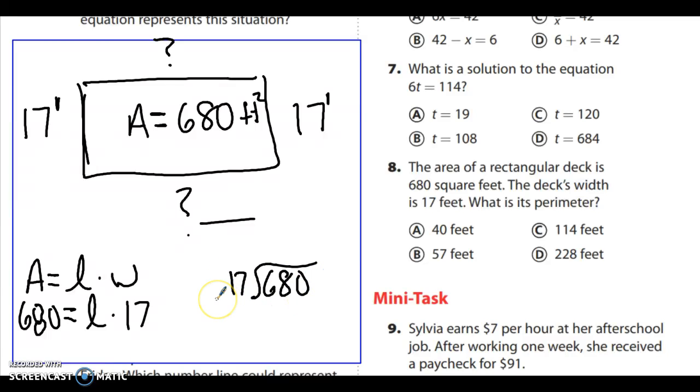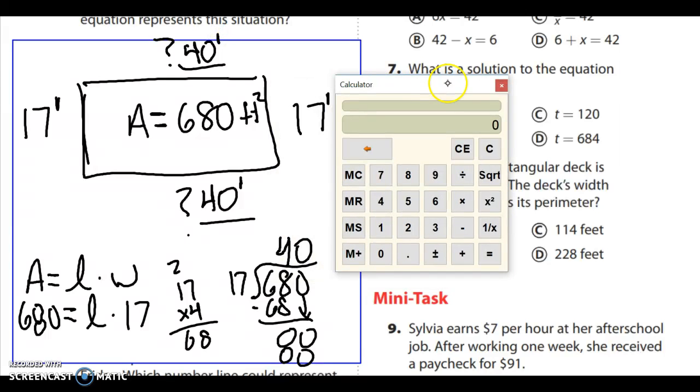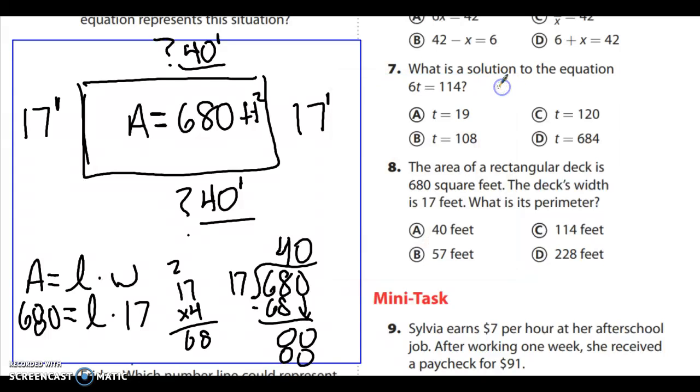divided by 17, and I think that's 4. I'm going to check 17 times 4 real quick. 7 times 4 is 28, and 4 times 1 is 4, plus 2 is 6. It's 4 exactly. 4 times 17 is 68, and I get 0, and 17 goes into 0 0 times. 0 times 17 is 0, so it's 40. So what I now know is that this dimension is 40 feet, and that this dimension is 40 feet. So now I know the area, and I'm just going to double check real quick. The area would be 40 times 17 is 680. Good.